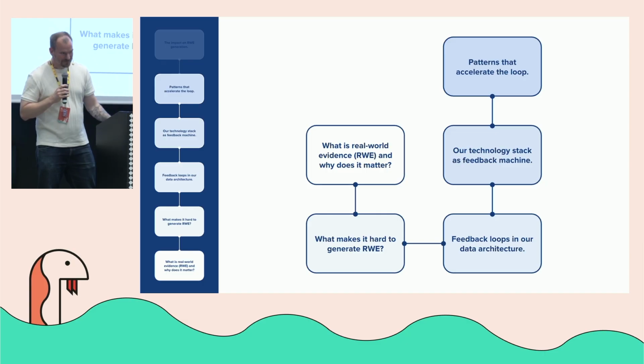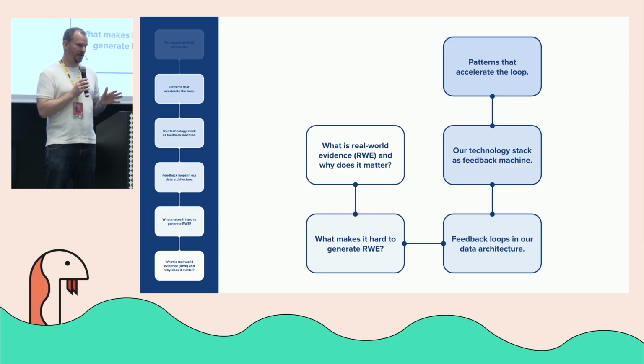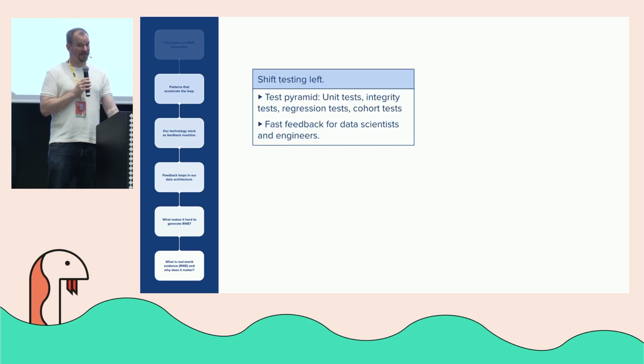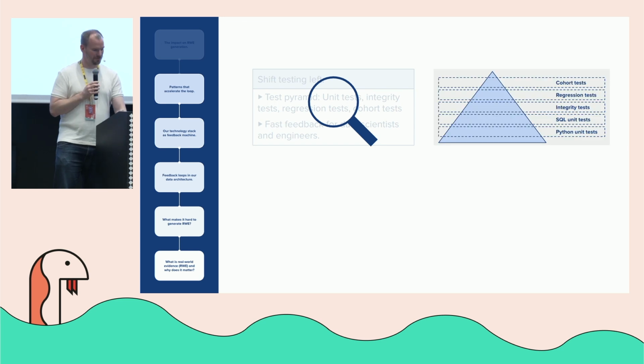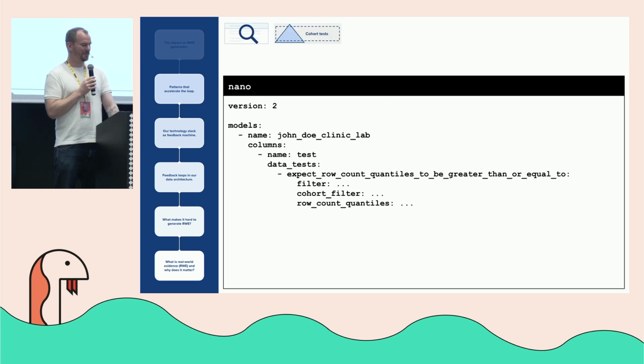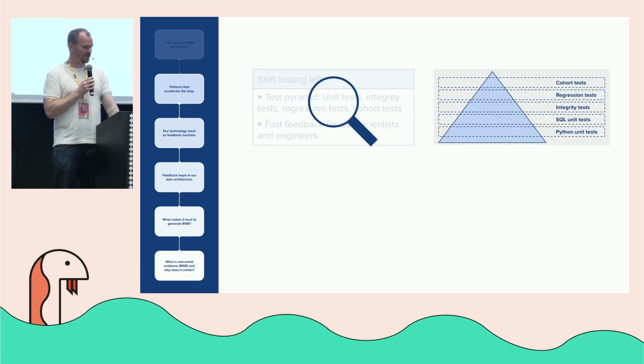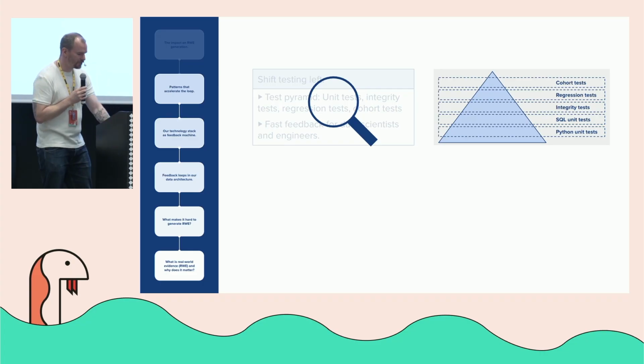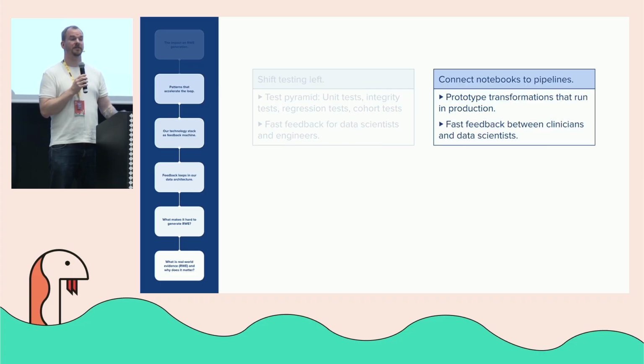Very good. Okay. Now I want to mention some of the patterns that we implement to accelerate the feedback loops. The first is testing, but I will skip through this in order to save some time. So it's about writing tests. So it's about data tests. Okay. The next thing we do is we connect pipelines to notebooks to enable rapid prototyping, as people called it 20 years ago.